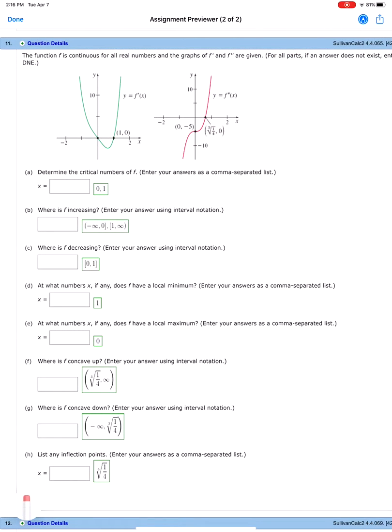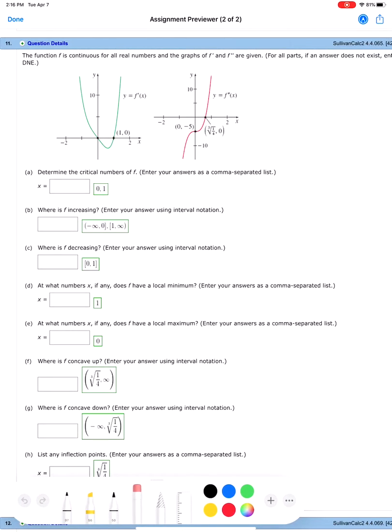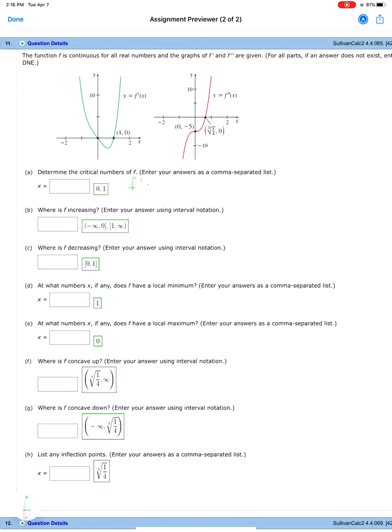All right, so this is number 11 in 4.4 homework. So first of all, critical numbers of f. Oh, I didn't mean for the answers to be there. Oh well. So critical numbers of f. So how would you think your way through this? Well, critical numbers of f, by definition, are simply where f prime is equal to 0 or where f prime does not exist. So that is what critical numbers of f are.